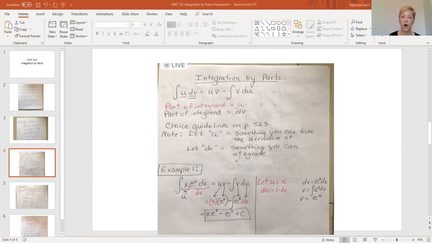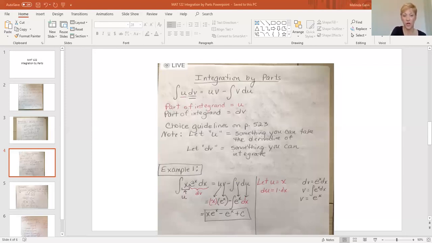And integration by parts works really well when you have a product. See, it's a product, u times dv. So when you have a product of two different kinds, like an algebraic and a trig, or an e and a trig, or an e and an algebraic. So I've got e and algebraic. So that's why I would think to do integration by parts. I've got a product of two different kinds.